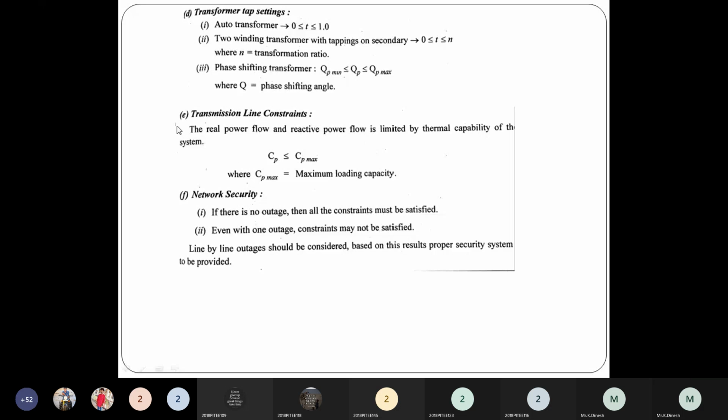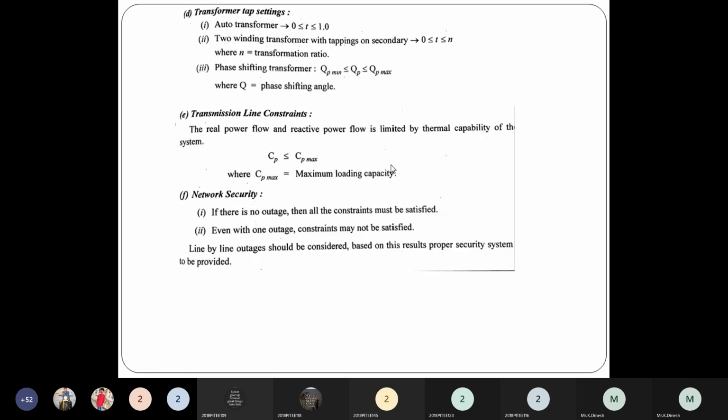And the next subdivision is transmission line constraints. This reactive power flow is limited by the thermal capability of the system. TP less than or equal to Cmax. So your normal operating coefficient should be less than or equal to your maximum loading capacity.